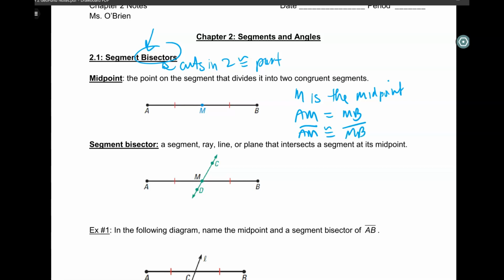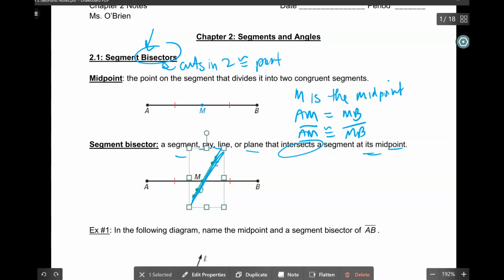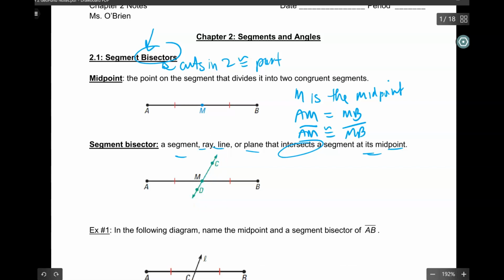So a segment bisector is a segment, line, ray, or plane that intersects a segment at its midpoint. So it's going through my midpoint M. So this line, so M is the midpoint once again. And then this line, CD, is the bisector.